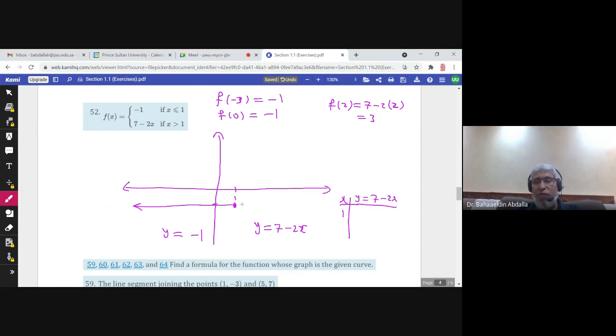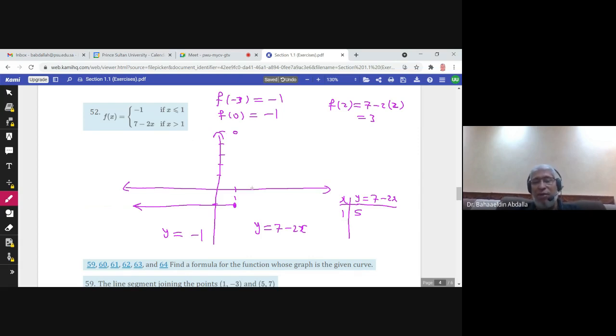The first value of x to choose is always 1, the number here, the border 1. If you replace x by 1, 7 minus 2 is 5. So at 1, it is 5. 1, 2, 3, 4, 5. So it's 5 here. And remember, the equality is not with this part, so I make it open. At 1, it is 5, but it's open because there is no equality sign here.